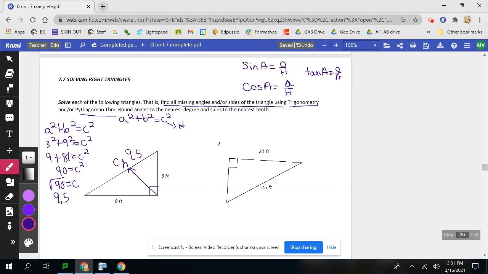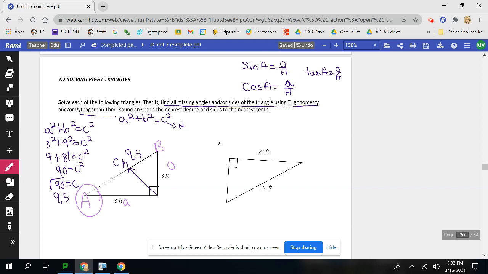Now I need to find the two angles. To help us out, I'm going to label them. So I am going to label this angle A and this angle B. It's entirely up to you which one you find first. I'm going to find angle A. Since this is my angle, I know that 3 is my opposite and 9 is my adjacent.